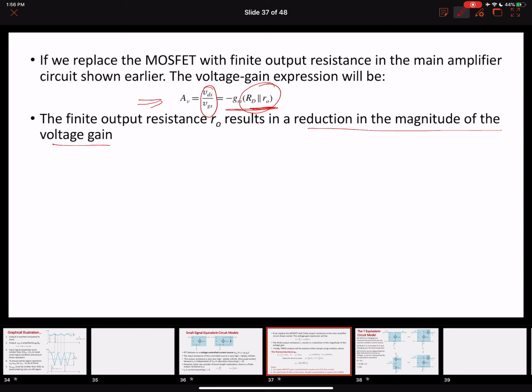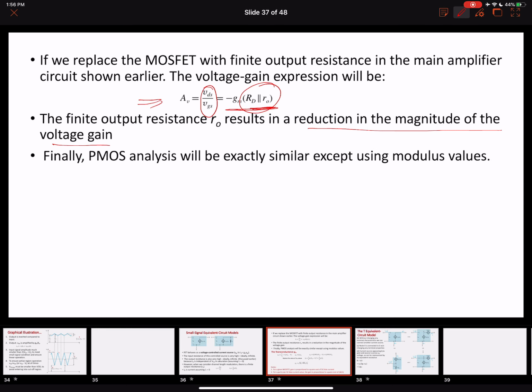Also, please note that we did all of this analysis for the NMOS. PMOS analysis is essentially the same. We just use the modulus values.